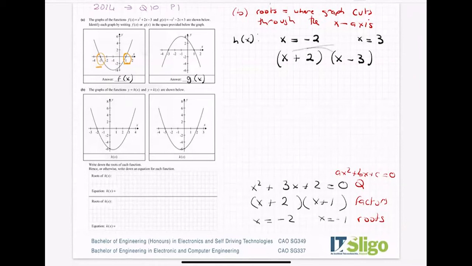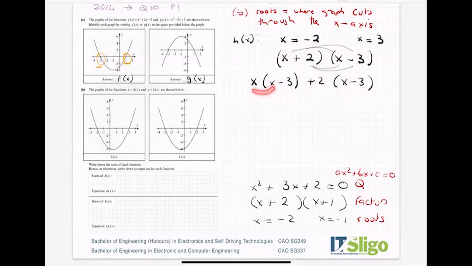Well, you can do it as such if you've been taught, or you can go x by everything in the second bracket plus 2 by everything in the second bracket. So what am I doing there? X by everything in the second bracket, and then plus 2 by everything in the second bracket. Okay, and then you multiply it out.